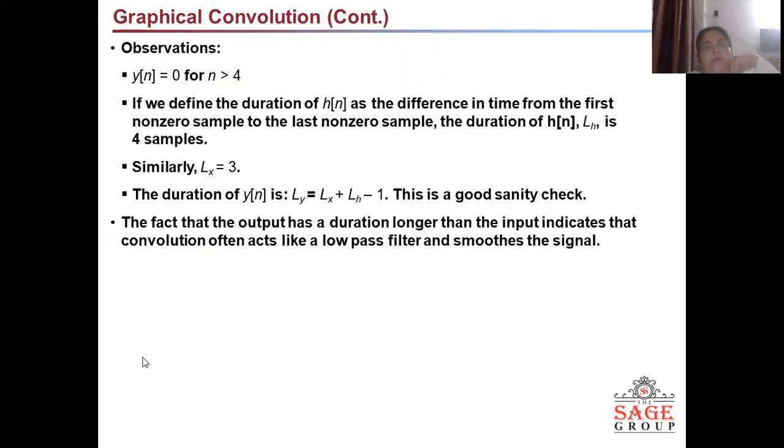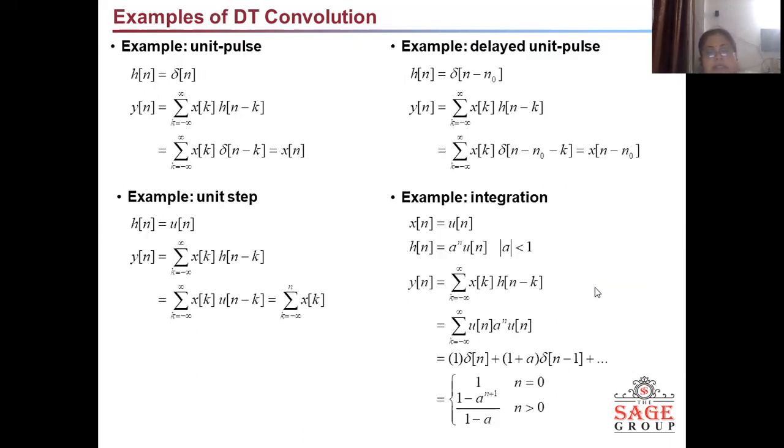Now with some observation it has been listed that y[n] is 0 for n greater than 4. So if we take the values beyond n equals 4, we will get the convolution between the two signals as 0. Similarly, we can define the duration of h[n] as the difference in time from the first non-zero sample to the last non-zero sample. Now, the fact that the output has a duration longer than the input indicates that convolution often acts like a low-pass filter, which has smoothened the signals.